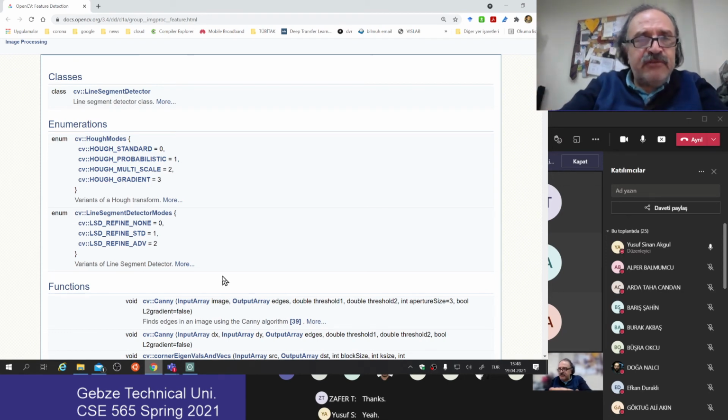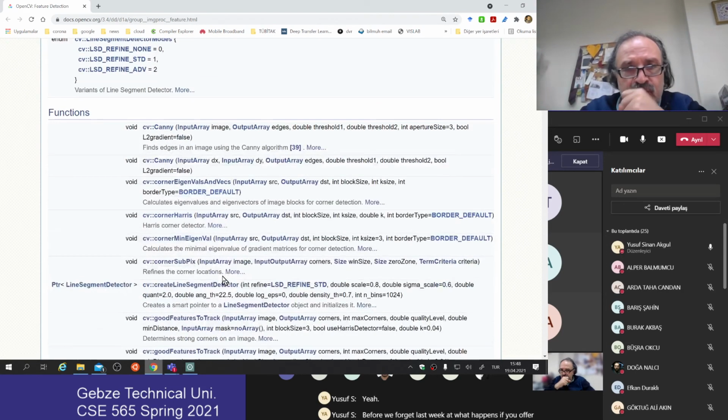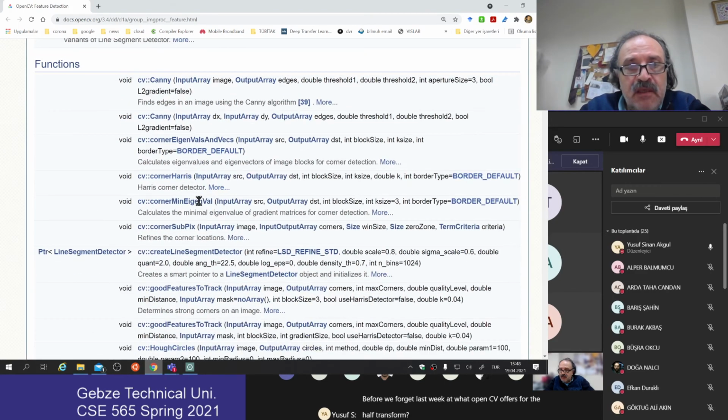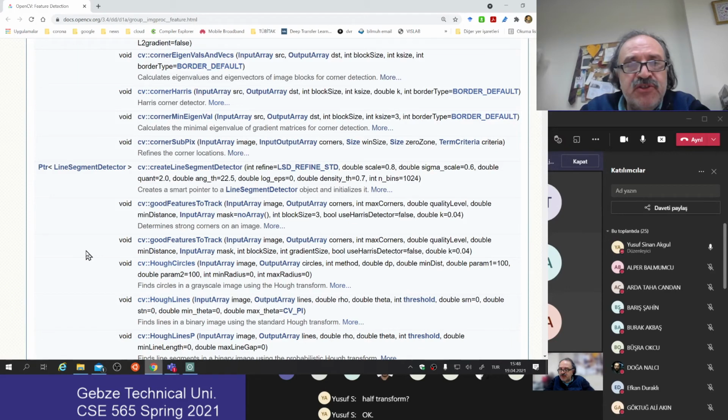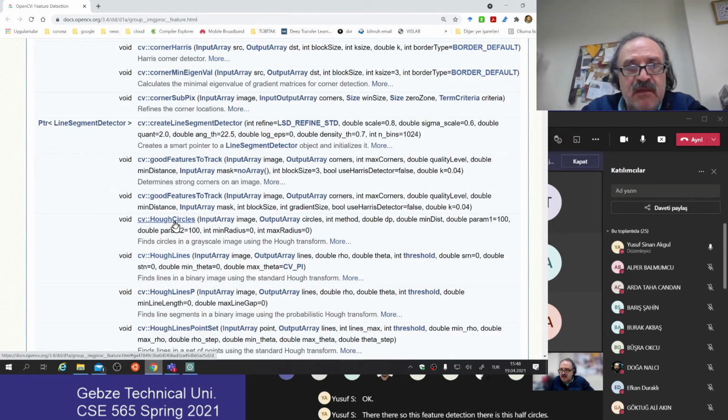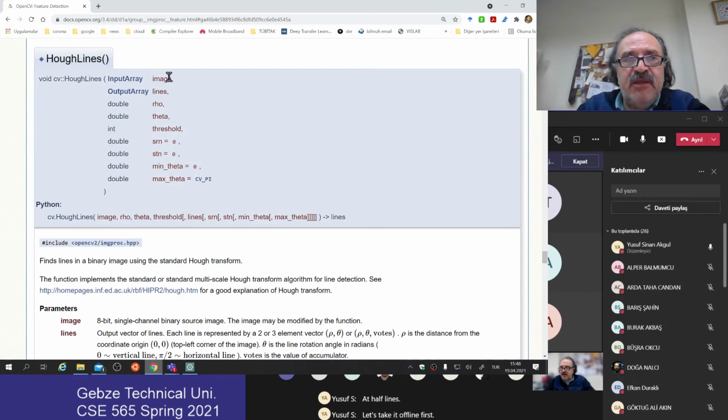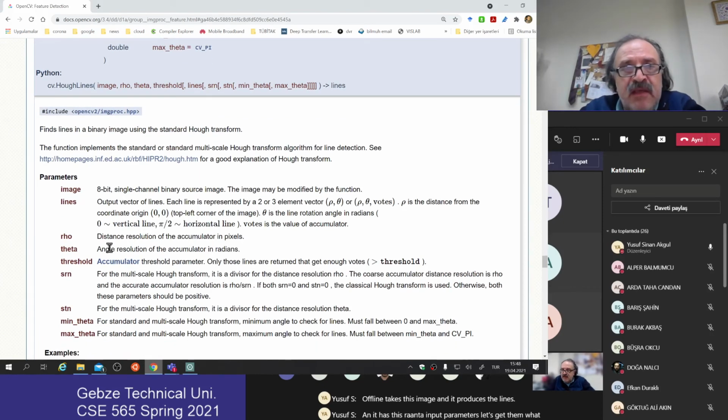Before we forget, let's look at what OpenCV offers for the Hough transform. In feature detection, there are Hough circles and Hough lines. Let's look at the Hough line first. Hough line takes this image and produces the lines, and it has rho and theta input parameters. Let's look at what they mean. The distance resolution of the accumulator in pixels.